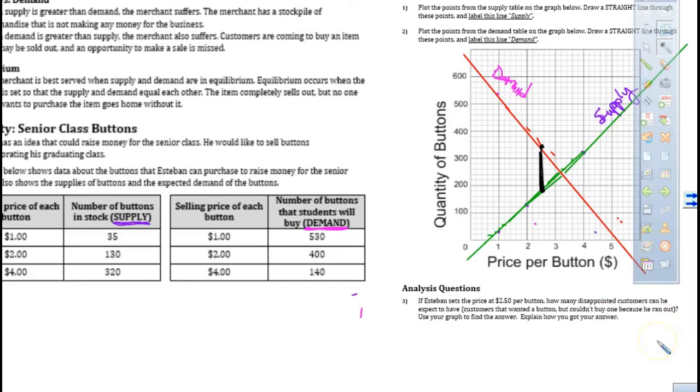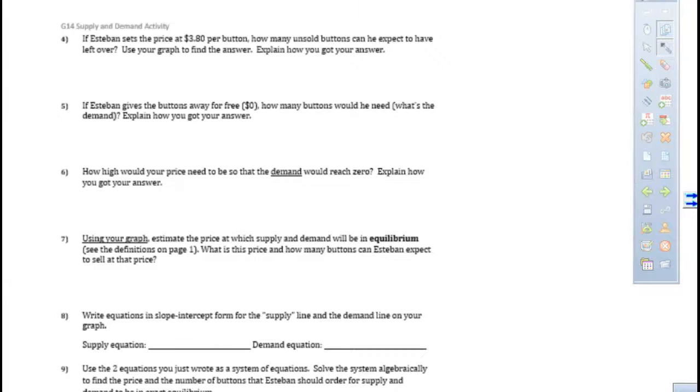So if he's charging $2.50, the demand is going to be up here, and this is all he has to supply, right? This is the only amount of buttons he has. So this is how many buttons he's produced. This is how many people want. So they're asking you, how did you get that number? What are you looking at? Then you have the questions that go through the rest of this page.